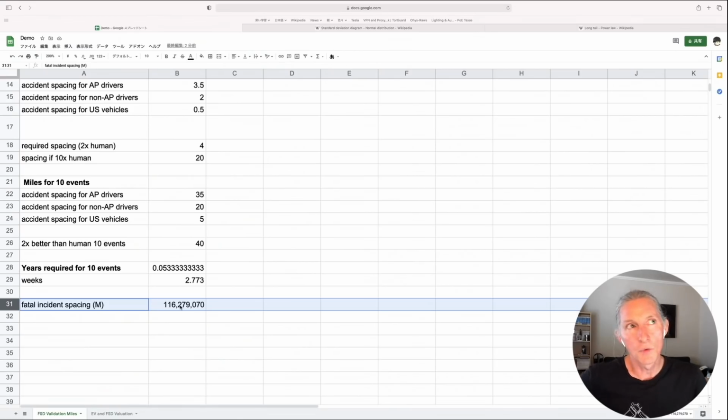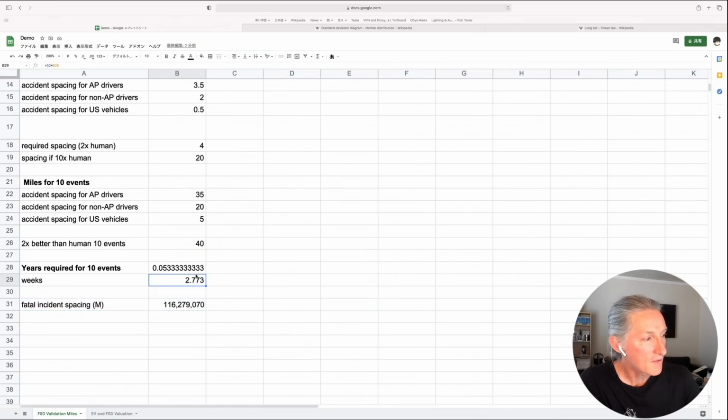So that sets what I would call an extreme upper bound on how long it should take to gather data. They would probably know within a month how well they were doing, and Tesla probably knows on a month by month basis. We can look at this and say, well, if they're twice as good as human and they need good statistics of 10 events, if they have FSD on the fleet, they get that data in 2 weeks.